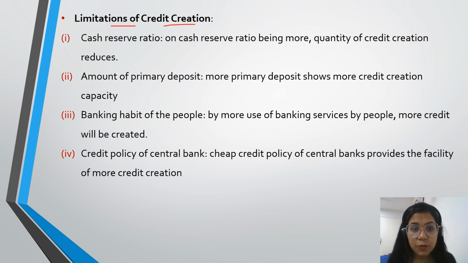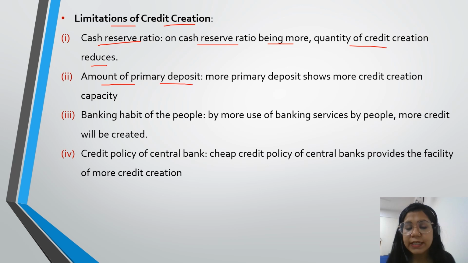First was the cash reserve ratio. As I just discussed, on cash reserve ratio being more, the quantity of credit creation will be less, so it reduces. Second is the amount of primary deposit. More primary deposits show more credit creation capacity, as there is a positive relationship between primary deposits and credit creation capacity.